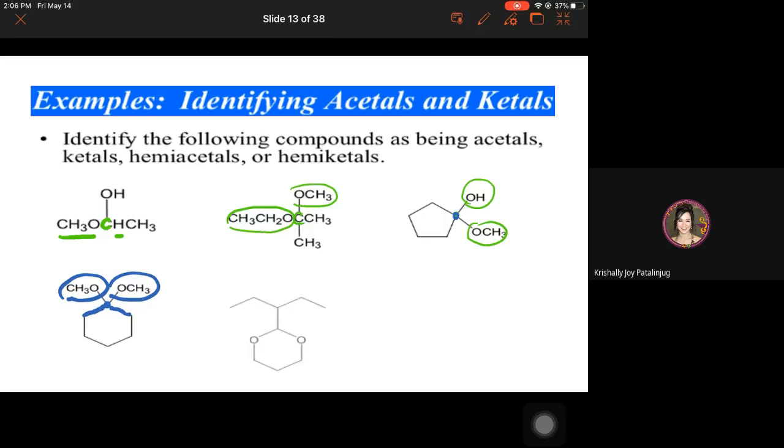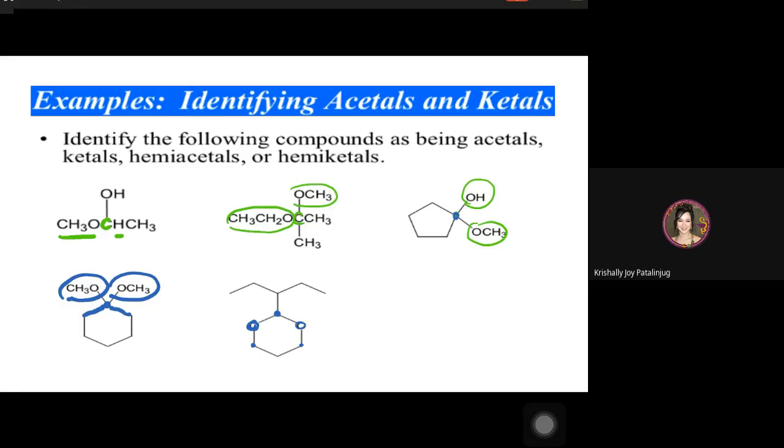Okay? Next. This one. You have an OR, duha ka OR attached on the same carbon. Okay? Naa pa siya imaginary diri nga hydrogen, kay tulo ra man ang bond nga imong gakakita on that carbon. So naa siya imaginary hydrogen. So very good. This is acetal.